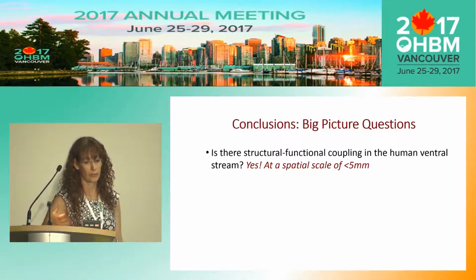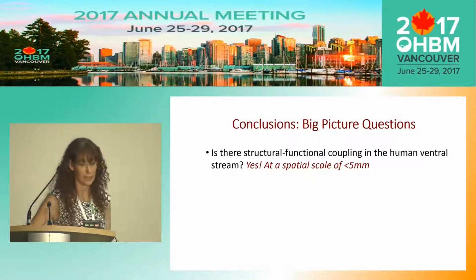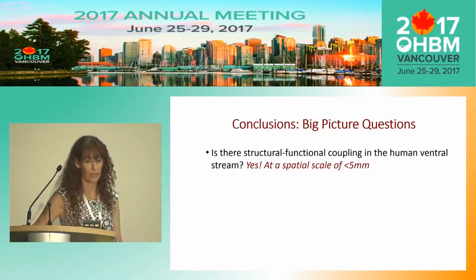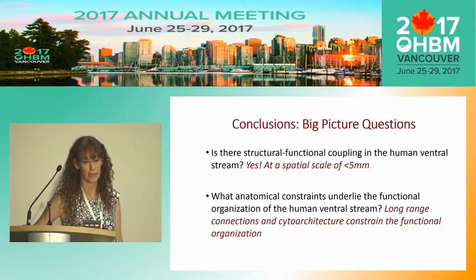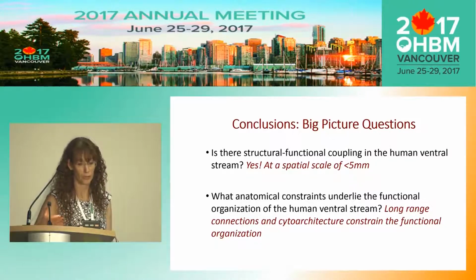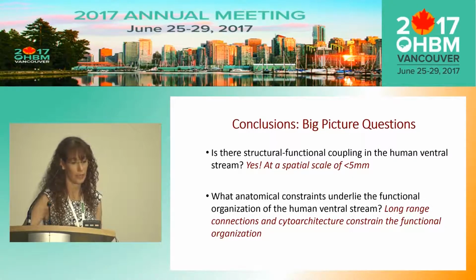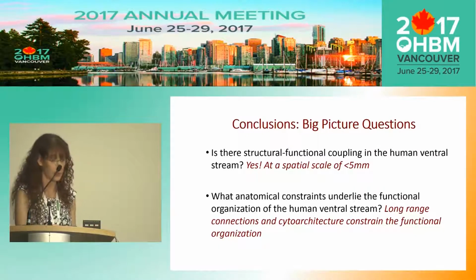So to conclude, is there a structural functional coupling in the human ventral stream? Yes, there is, and it's at a spatial scale of less than 5 millimeters. What are the anatomical constraints that underlie this functional organization? We believe that both long-range white matter connections as well as cytoarchitecture constrain this functional organization.